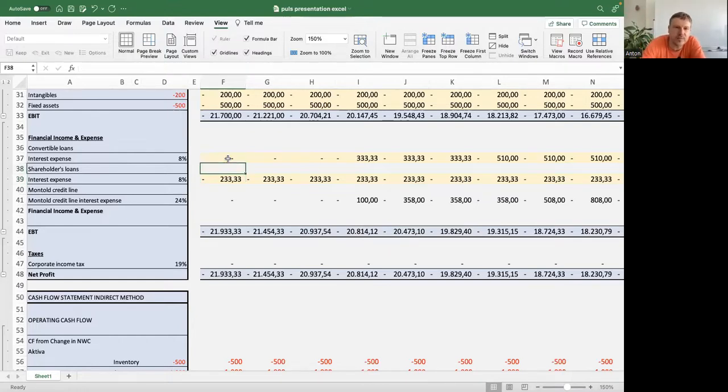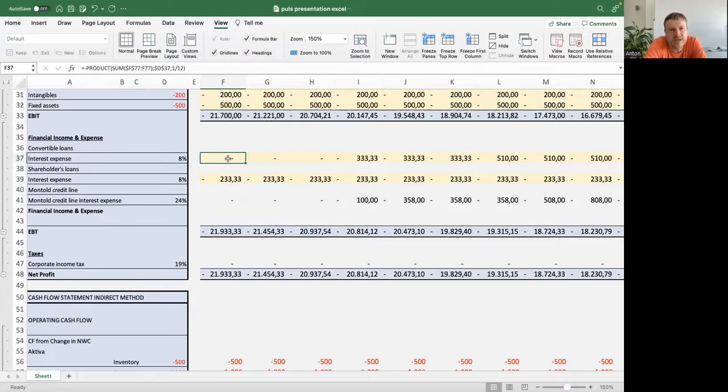And most probably both of those loans, and the interest on both of those loans, are not paid, because a shareholder will not pay himself an interest. And the reason for a convertible loan is to be converted into shares. So they want to get as many shares as they can, so they don't want interest to be paid anyway.